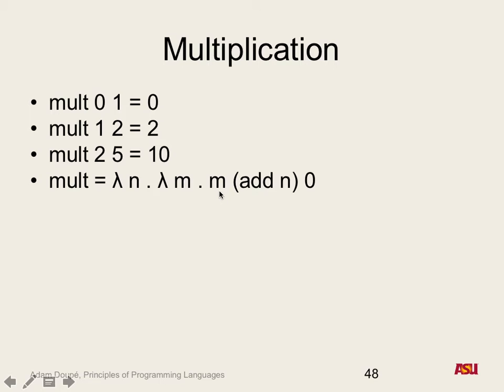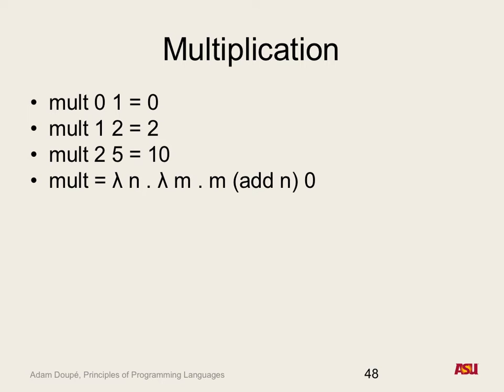And M times, we're going to add N first to 0, and then the result of that will be added to add N, and then the result of that will be added to add N, and the result of that will be added to add N. So we will add N how many number of times? M times, which is? What was that? M times N. Yeah, which is going to be M times N.